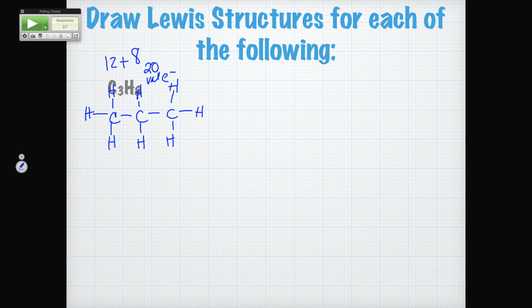It doesn't matter that they're sharing. That's the point. That's why they are sharing, so that they all get an octet. Did we use a total of 20 valence electrons? If you count all of them: 2, 4, 6, 8, 10, 12, 14, 16, 18, 20. It all adds up. Those are things you can do to check yourself, to make sure you didn't inadvertently throw in extra lone pairs or whatnot.